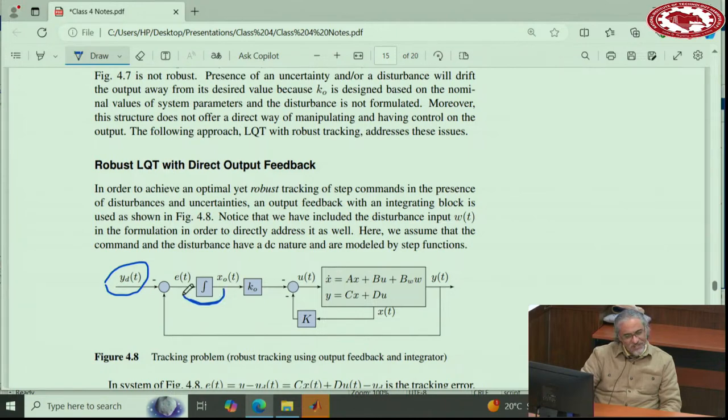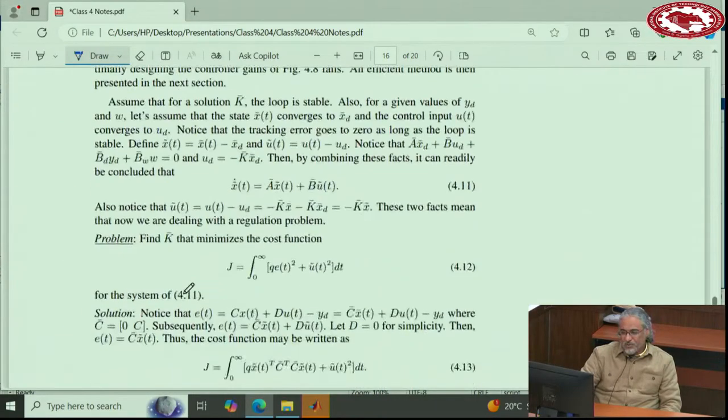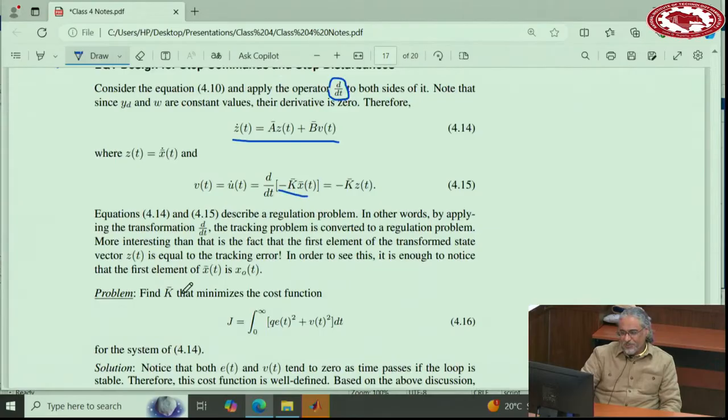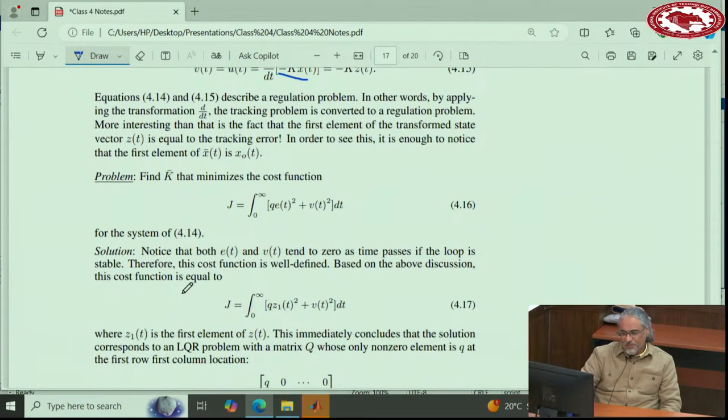So the first element of z is the tracking error. At least I know that. If I choose my matrix Q such that the first element is non-zero and all the other elements are zero, then I will get Q times tracking error squared plus v squared. And v is d over dt of u, so it's the rate of variations or rate of change of the control signal.